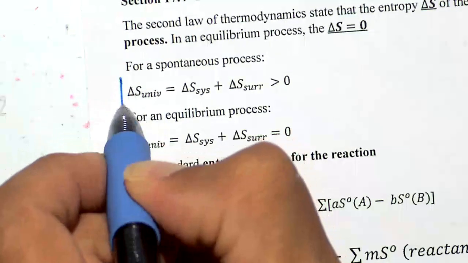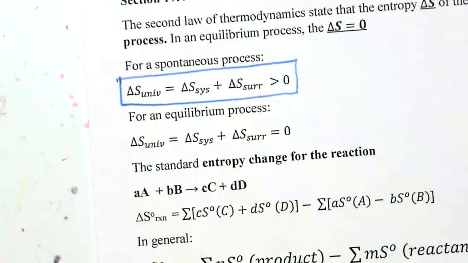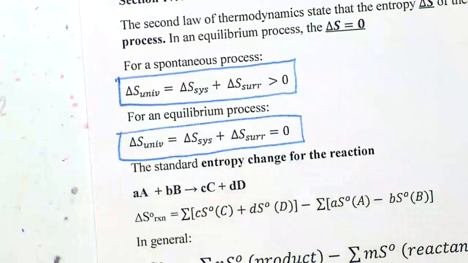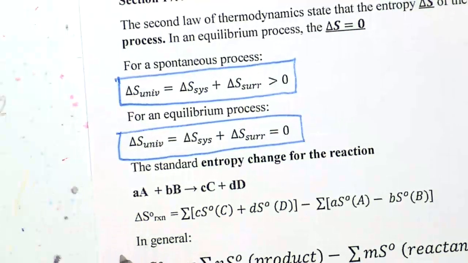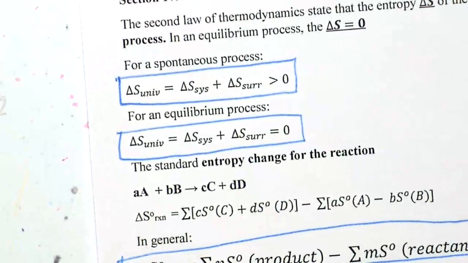All right, so we also have for a spontaneous process, the delta S of the system plus the delta S of the surroundings will be positive. If it's at equilibrium, they're equal to 0. And then I just went over the standard entropy of the reaction. Just know that this is at standard state.